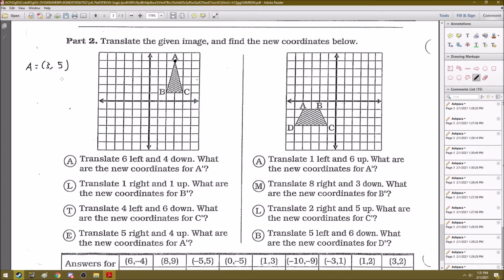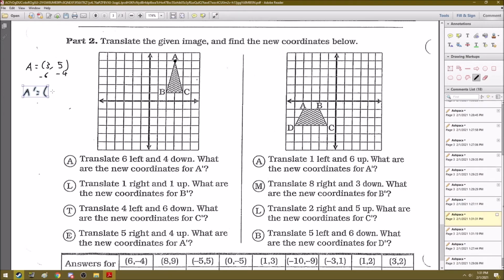And remember, when you translate, you can just add or subtract from each of the coordinates. So we want it to move 6 to the left. So that's going to be -6 on the x, because you're moving to the left. And you're wanting to move 4 down, which is going to be negative on the y. So it's going to look like -6 on the x and -4 on the y. So then A prime should be at 3 minus 6, which is -3, and 5 minus 4, which is +1.